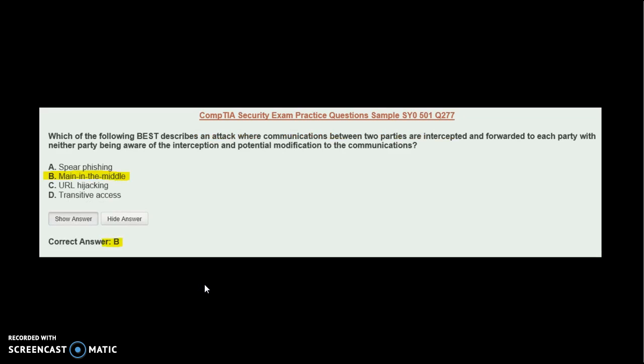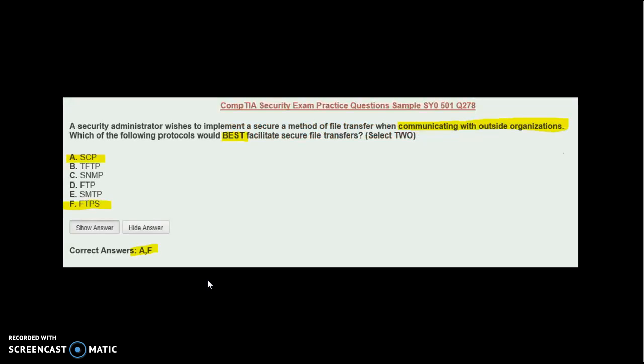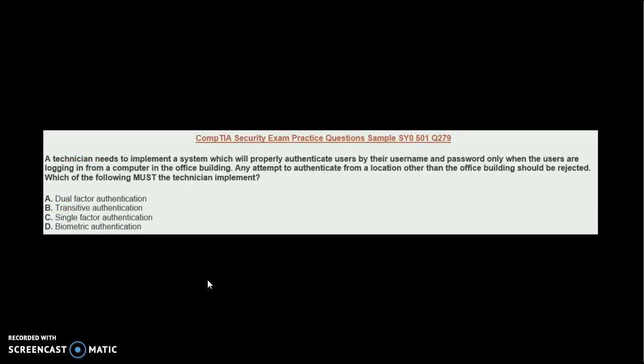Man in the middle. The security administrator wishes to implement a secure method of file transfer when communicating with outside organizations. Which of the following protocols would best facilitate secure file transfer? Select two. And that is SCP and FTPS.